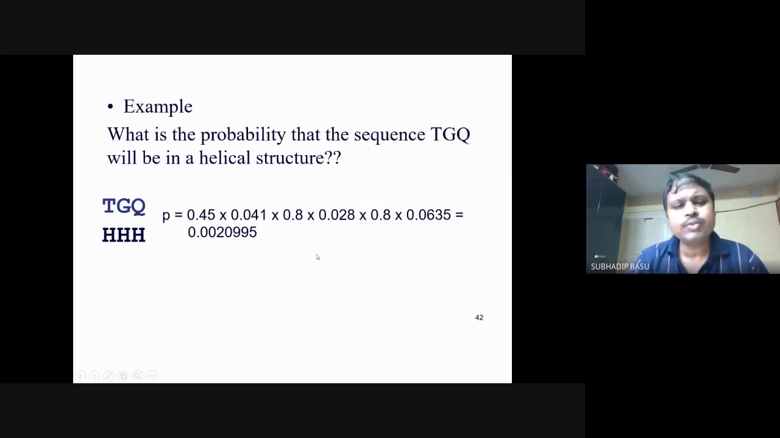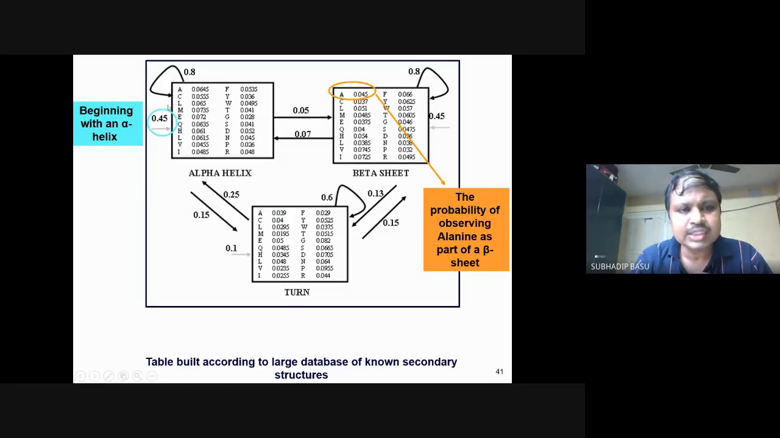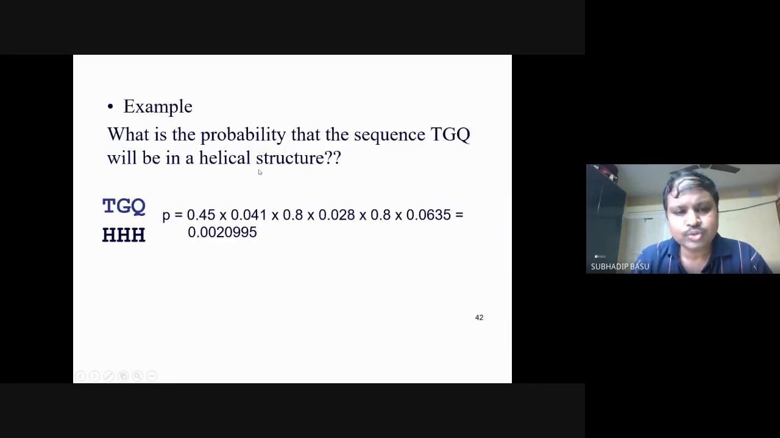So what do we have for T? First, for T to be H, we need an initial state probability. T is the first character, so the initial state probability of T to become H is the initial state probability of any character to be helix. Okay, so we have 0.45.